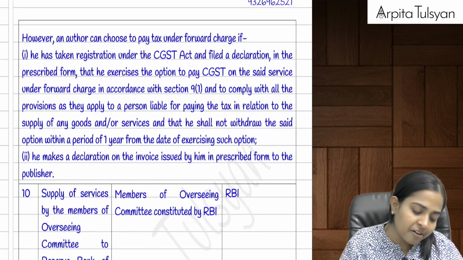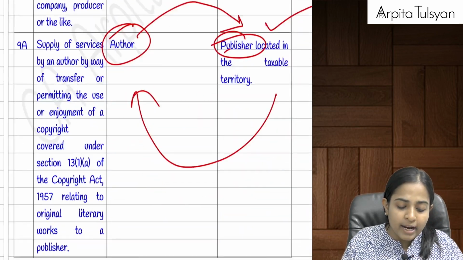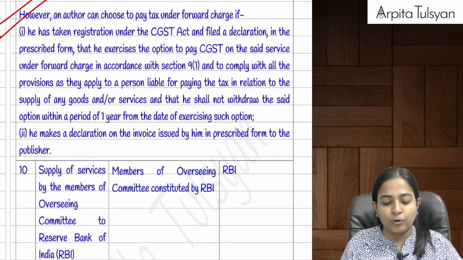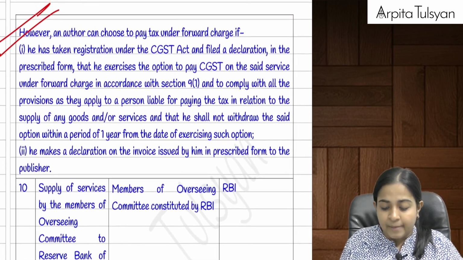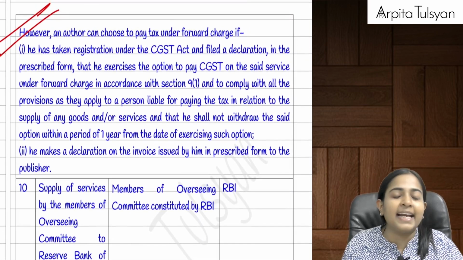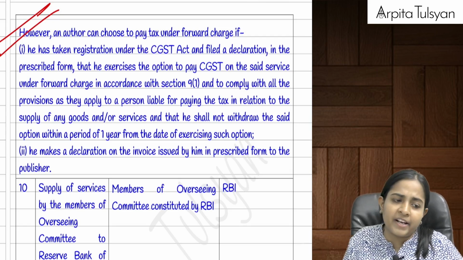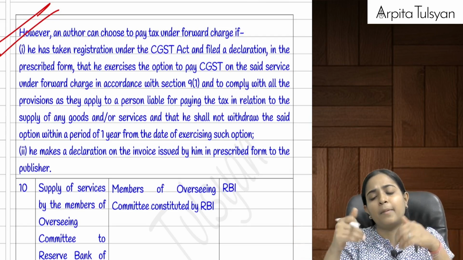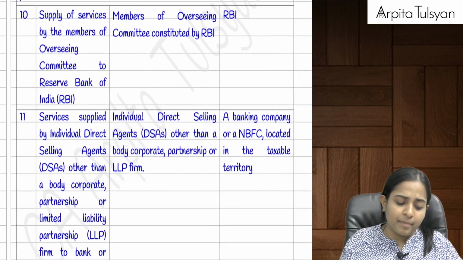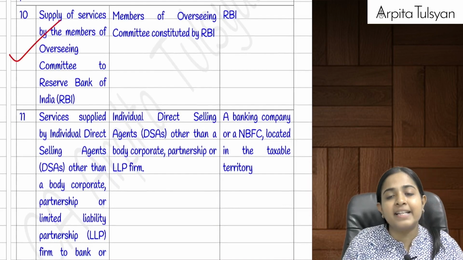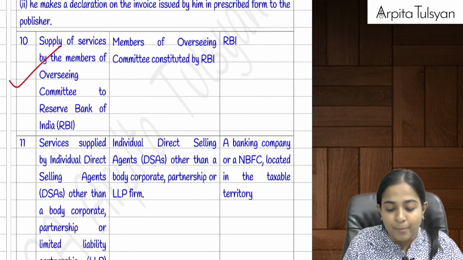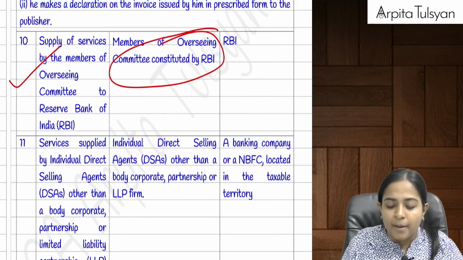But yes, here in case of author only, they have told that what if the author says that I will get myself registered, etc., then no problem. Then the author himself can get registered, he can collect the taxes from the publisher and pay it to the government.